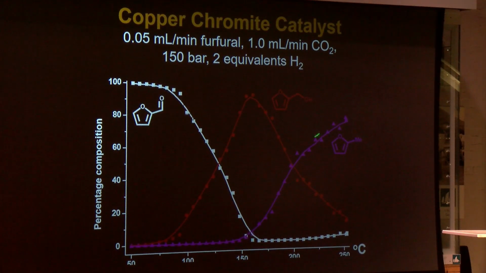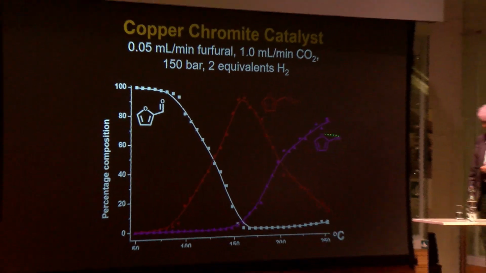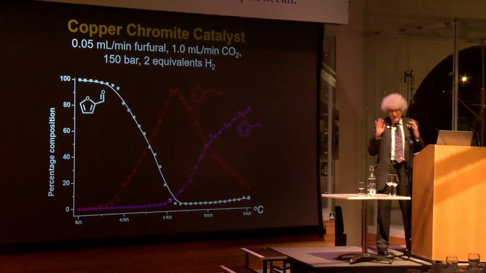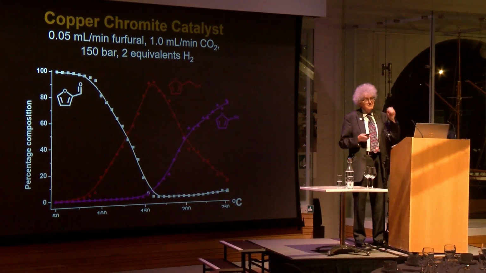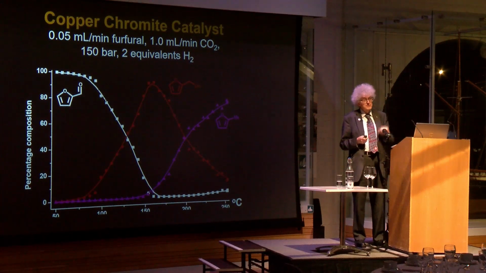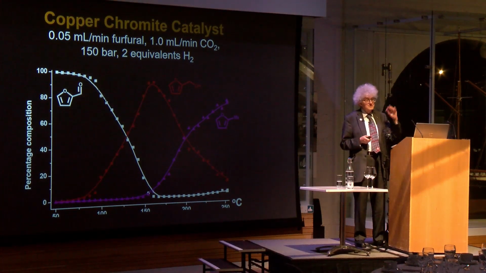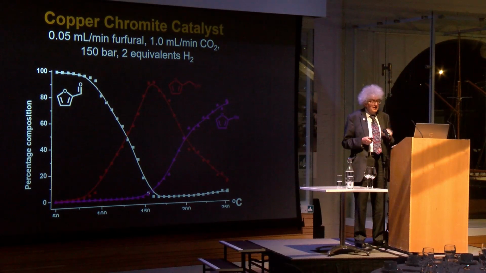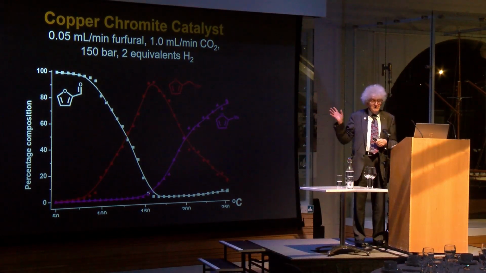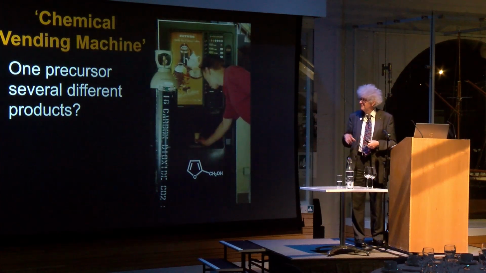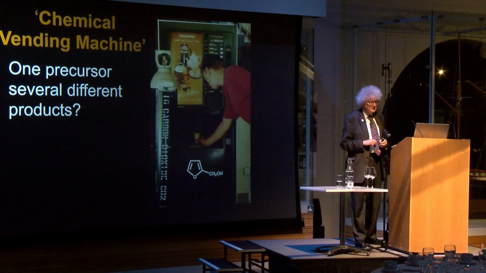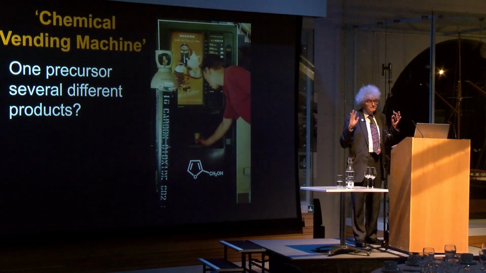If you go to high temperatures, you can get a completely different product, methyl furan. And so you have rather an interesting situation of a catalyst, which if it's warm gives you one product, and if it's really hot gives you another one. And having found out this reaction, it opened up the possibility of making our chemical vending machine a reality.